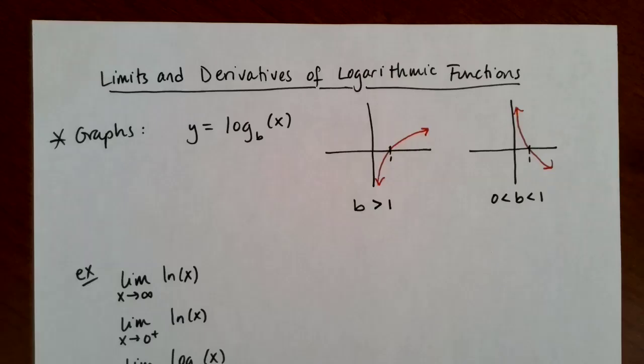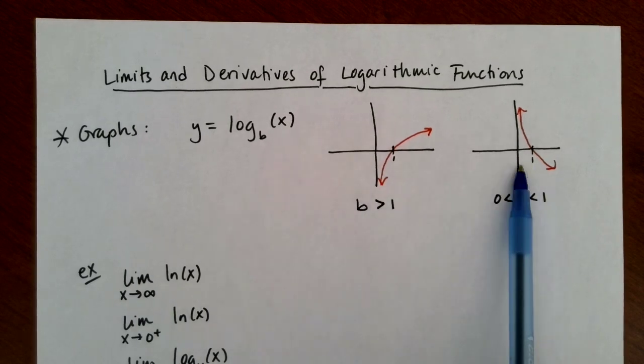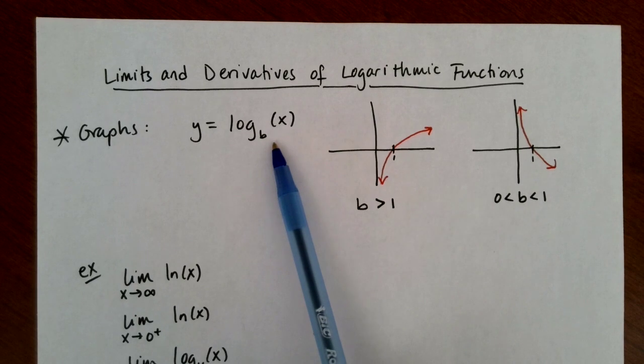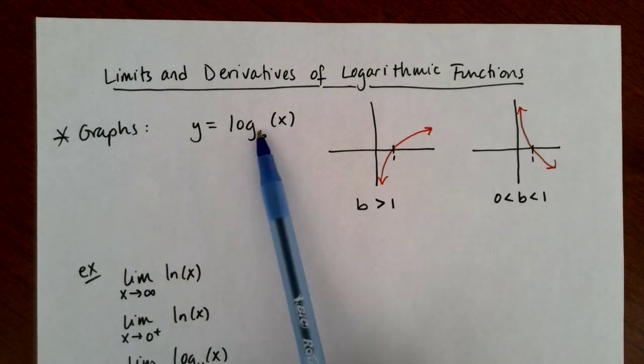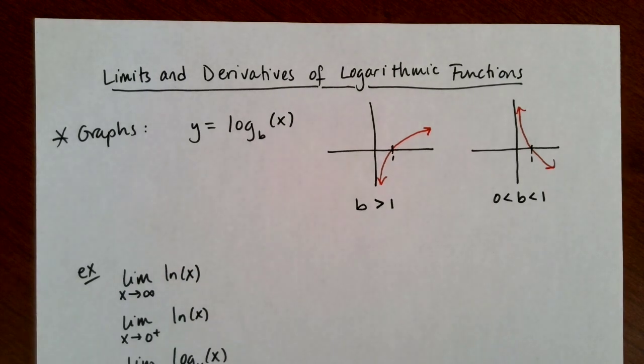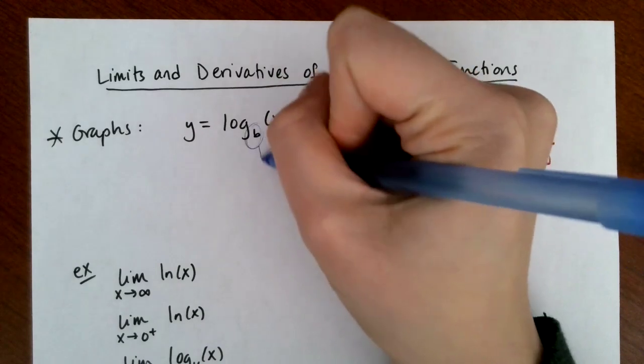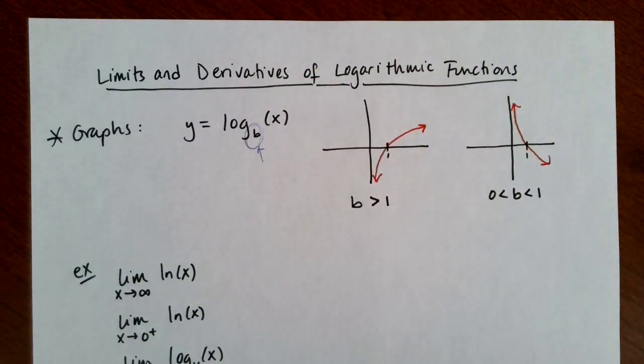Let's talk about limits and derivatives of logarithmic functions. At the top of the page here, you can see the two basic graph types for logarithm graphs. So if you have y equals log base whatever of x, there are two different general shapes that graph could take, and it all depends on the value of the base of the logarithm, b.